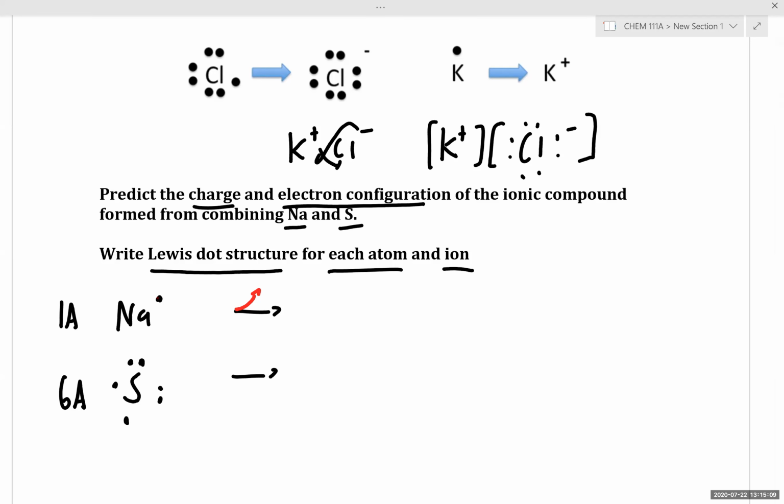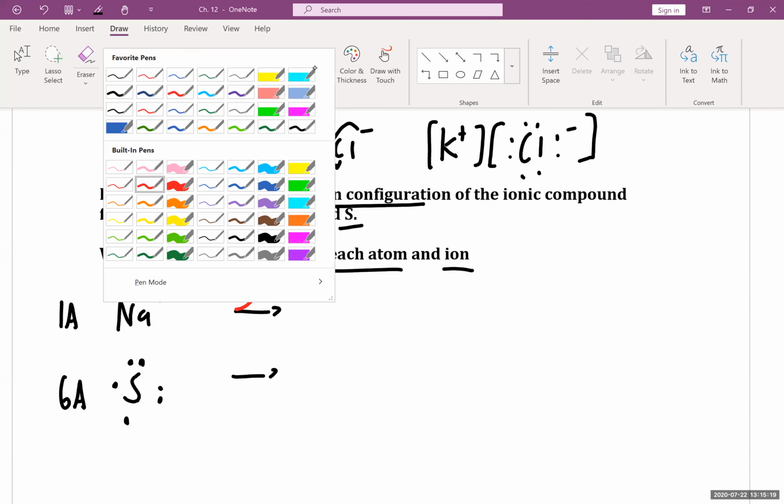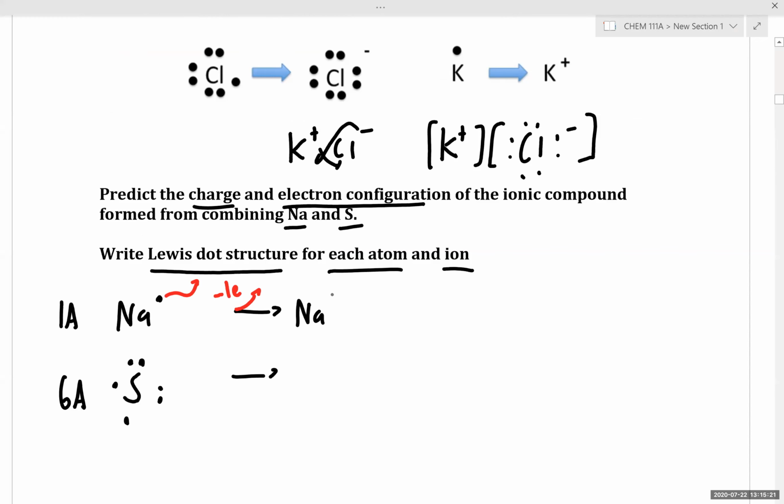So metals typically prefer to ionize to form cations. We're going to lose this 1 valence electron, and in turn, if we lost 1 electron, our charge would be sodium plus. Okay, perfect. So in effect, for sodium, we've gone from neon 3s1 to the configuration of neon.